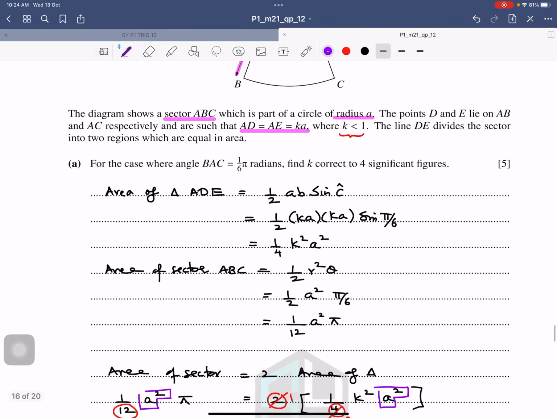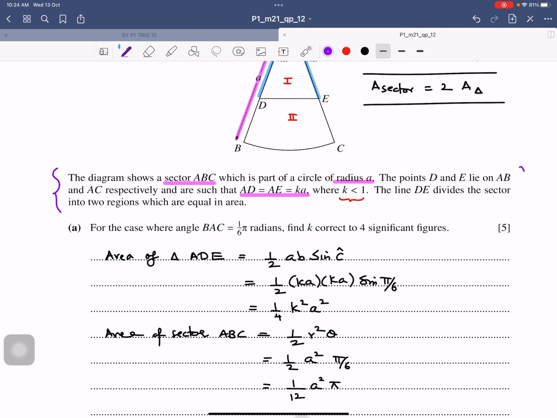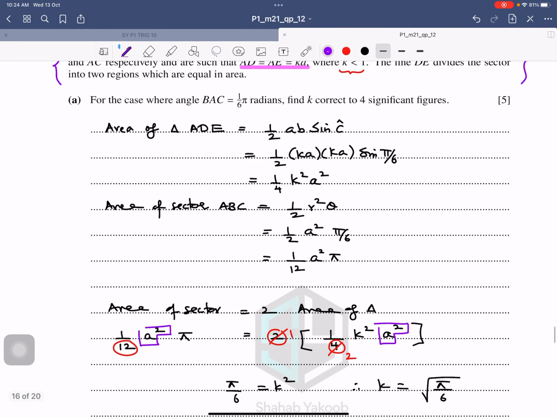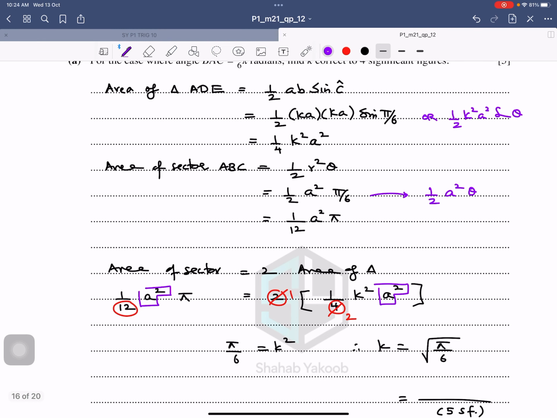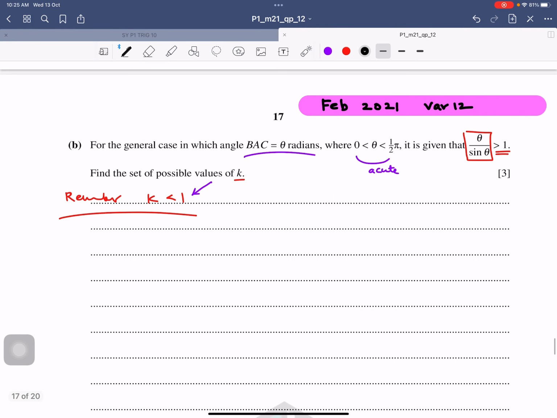Now, what should I do? The same scenario is there. The first paragraph about the relation between the two is still there. So basically, half into k a into sine of pi by 6, which can be written as half k square a square sine of theta, the expression is already there. And this one is half a square theta. So I can use this. So area of sector, half a square theta, is 2 times half k square a square sine of theta.